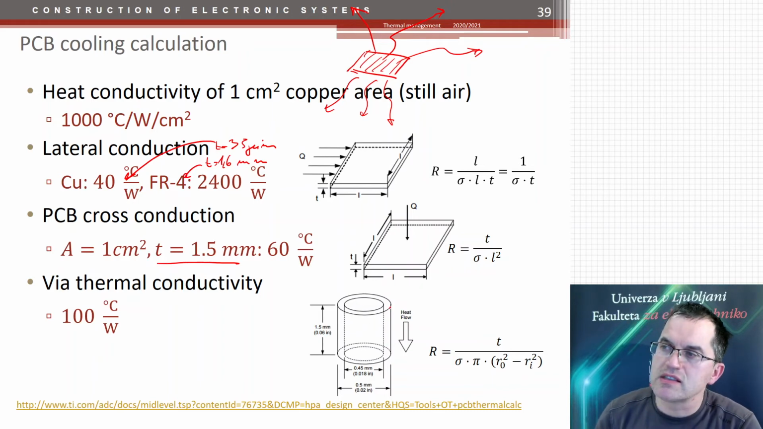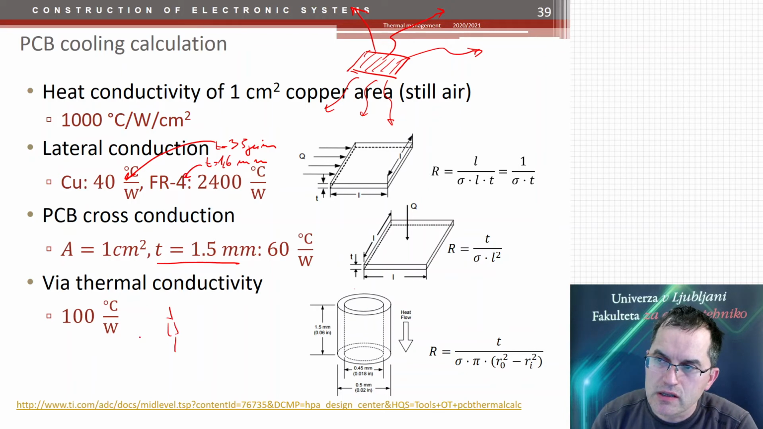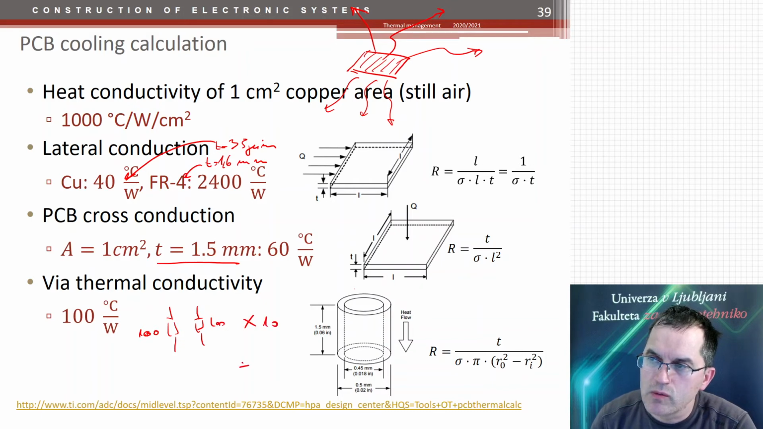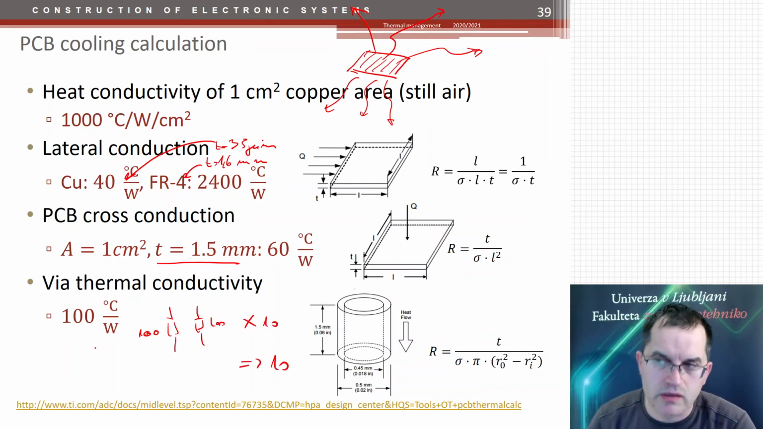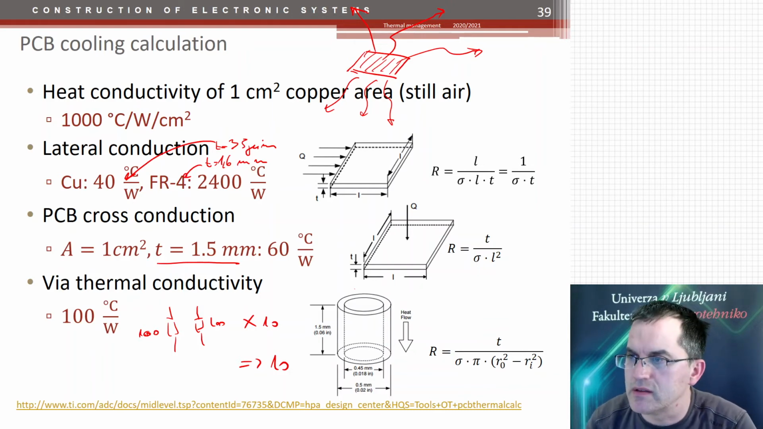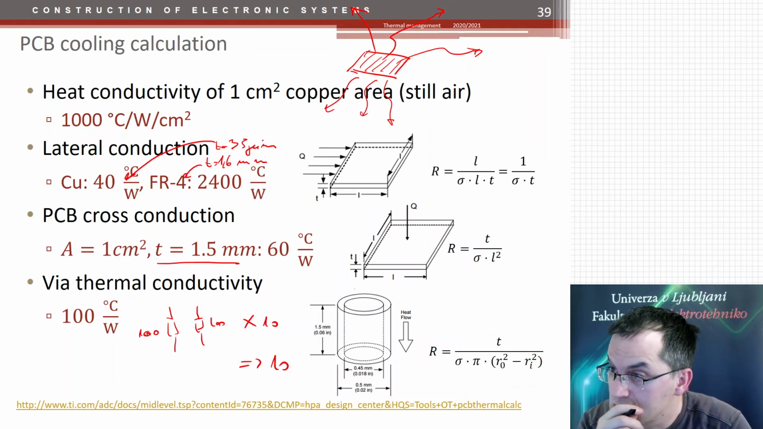So adding, let's say, 10 wires would give 10 degrees per watt altogether because they are connected in parallel. So 100 ohms and 100 ohms, 10 times, would give you 10 ohms, right? And the same holds for thermal conductivity or thermal resistivity, if you want.